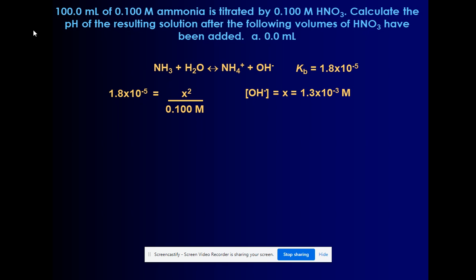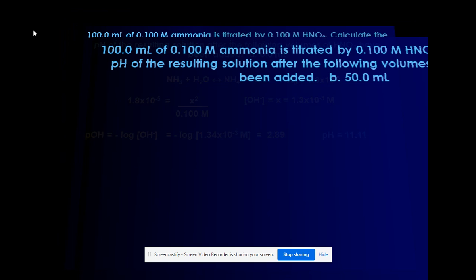That is your hydroxide concentration, so you would use that to find your pOH. And once you have your pOH, you can calculate your pH by taking 14 minus the pOH value. Since all we had was a weak base, we would expect our pH to be basic, and it is indeed basic. It's not super basic, but it definitely is basic.